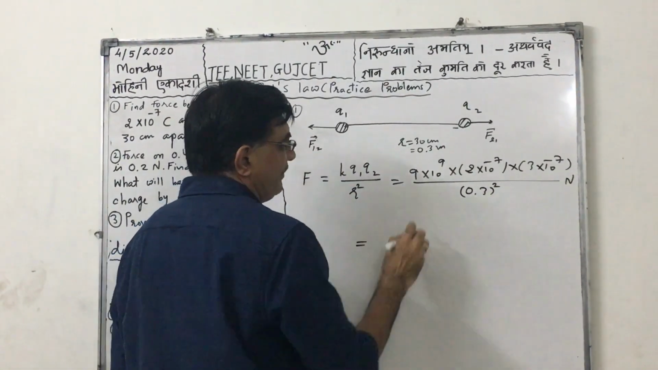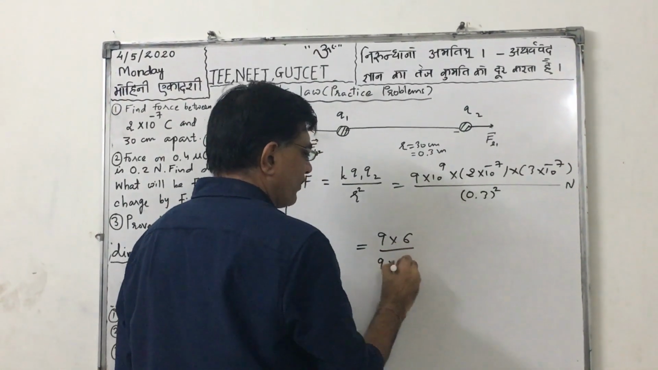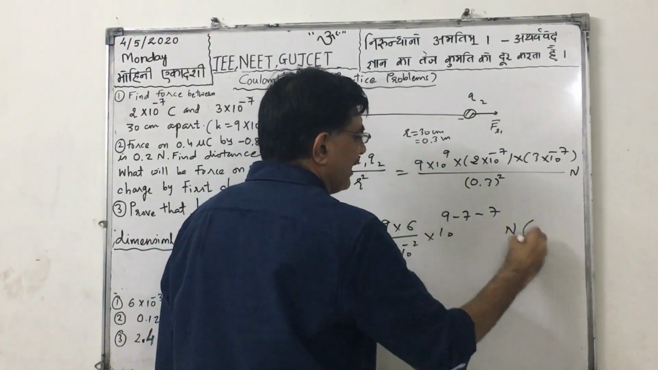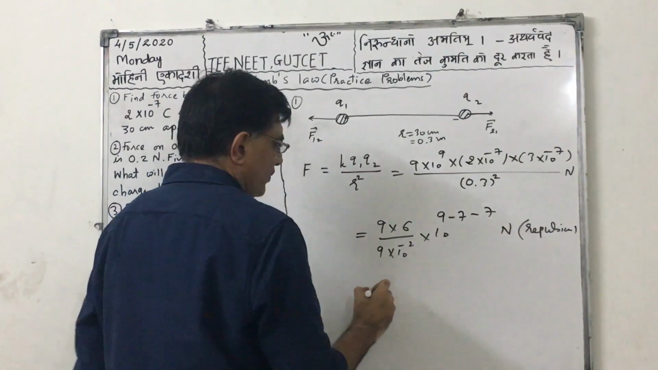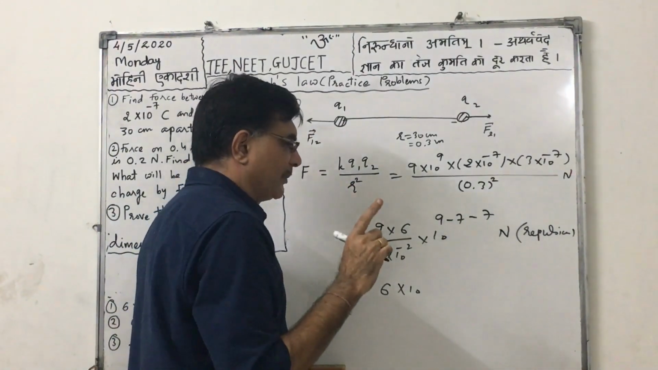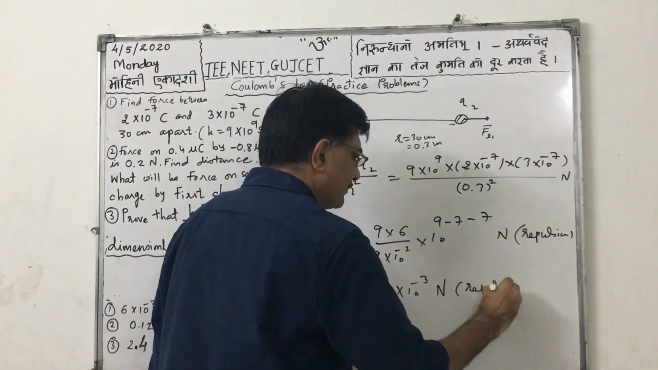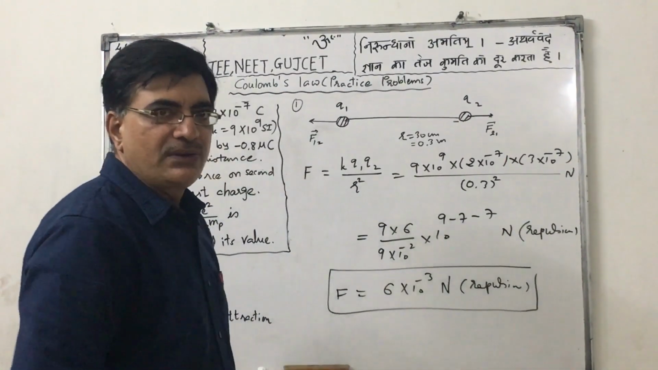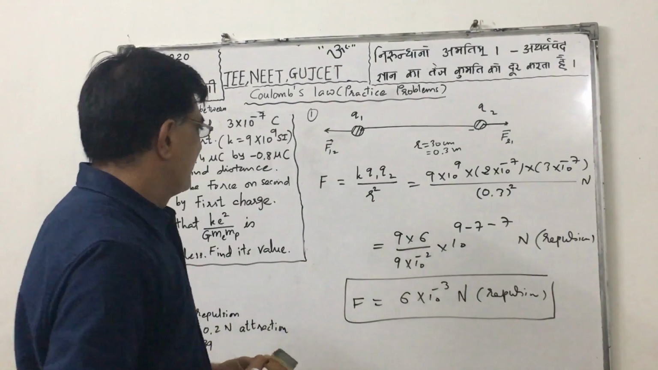Okay, that will be 9 into 6 upon 9 into 10 raised to minus 2, into 10 raised to 9 minus 7 Newton, and that will be repulsion, because like charges always repel. So the 9 cancels. 6 into 10 raised to 9 minus 14, that is minus 5 plus 2, that is minus 3 Newton, repulsion. Okay, please calculate by yourself also, because here on the board it may sometimes be difficult.